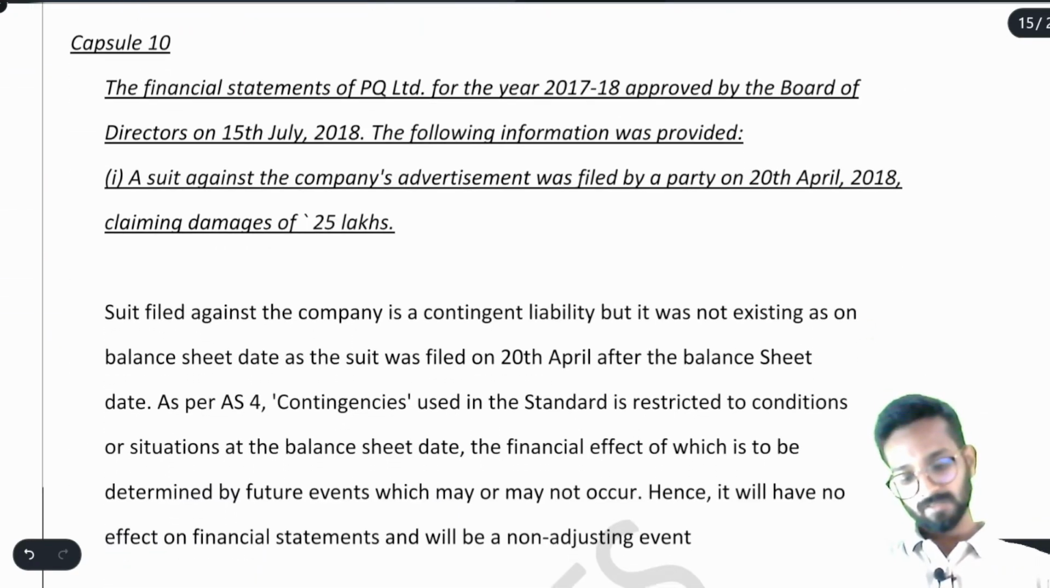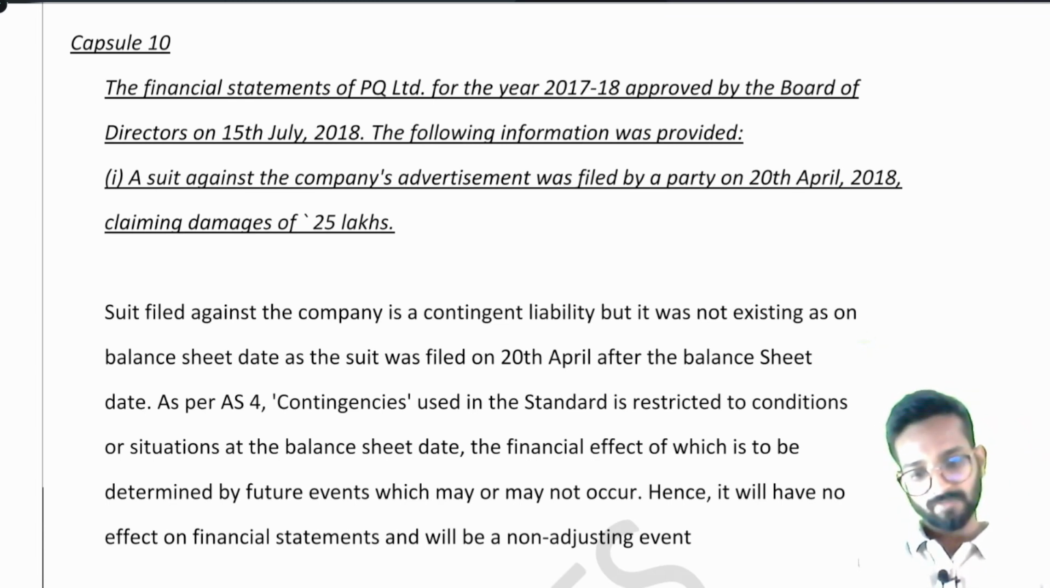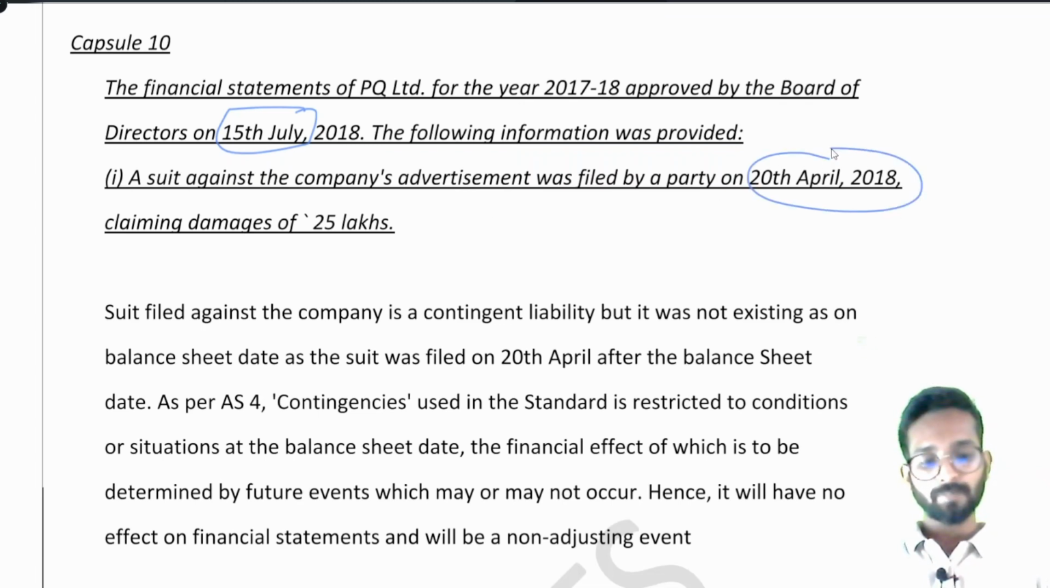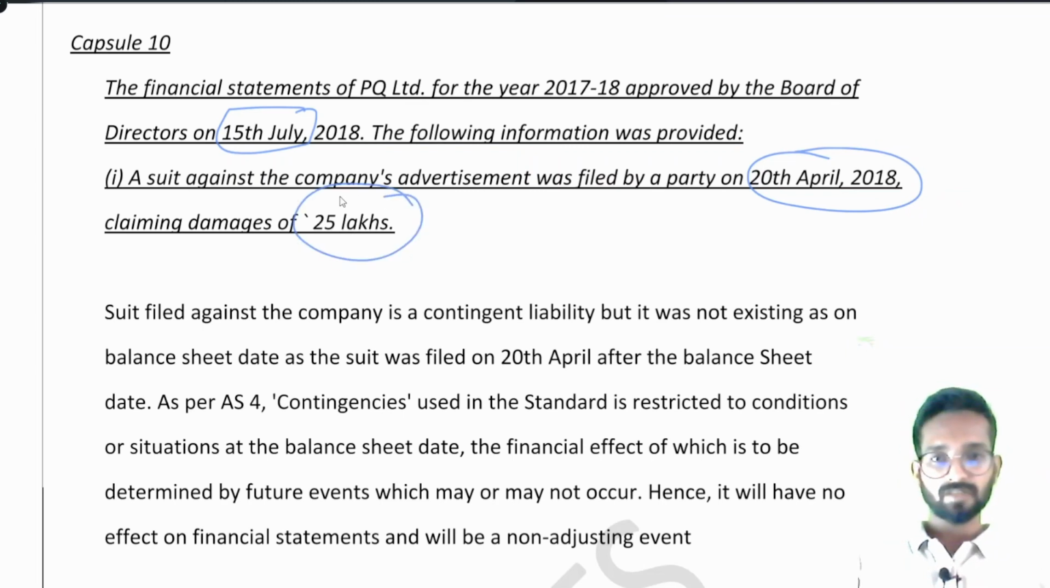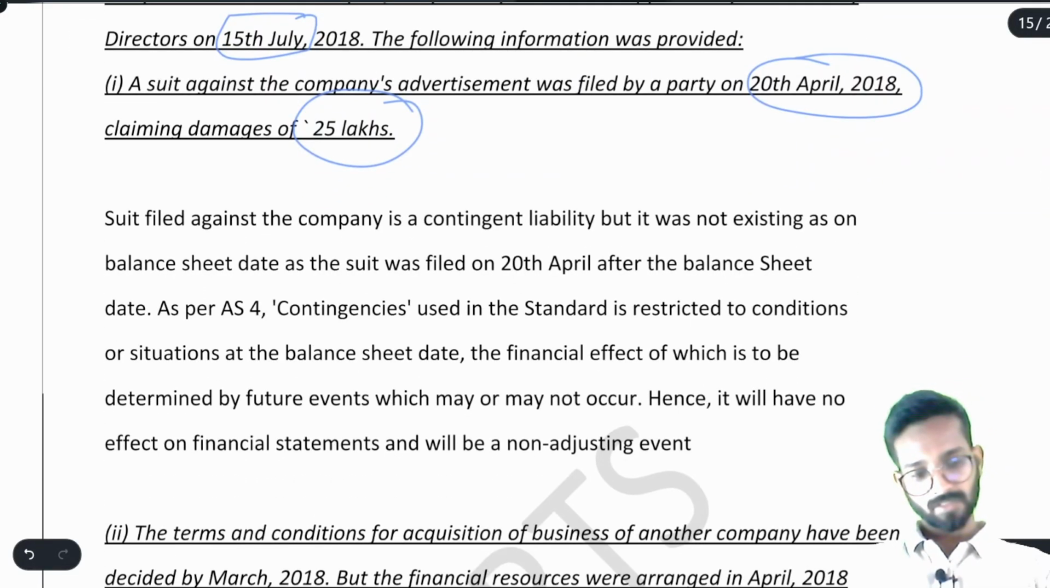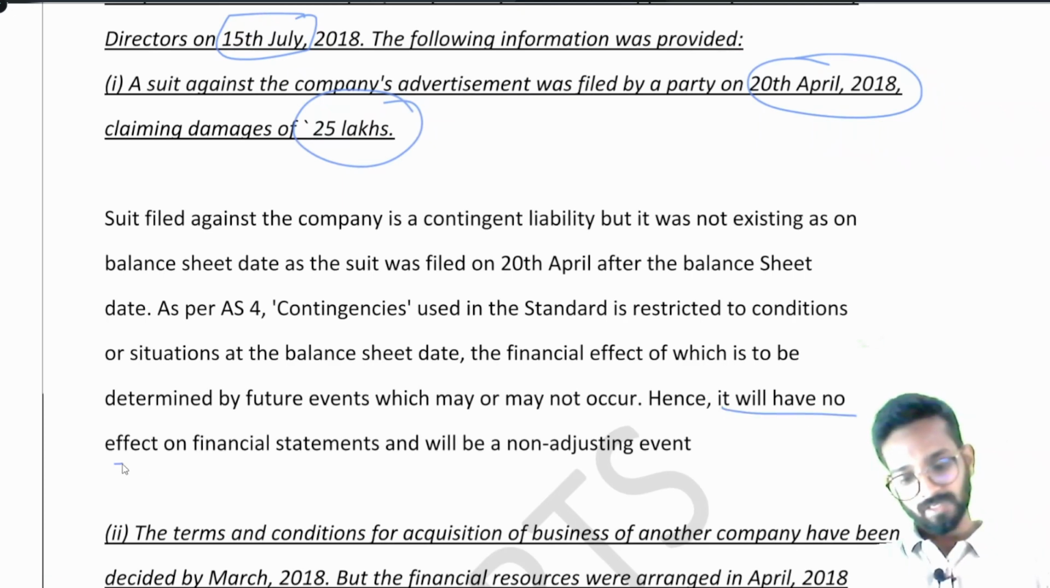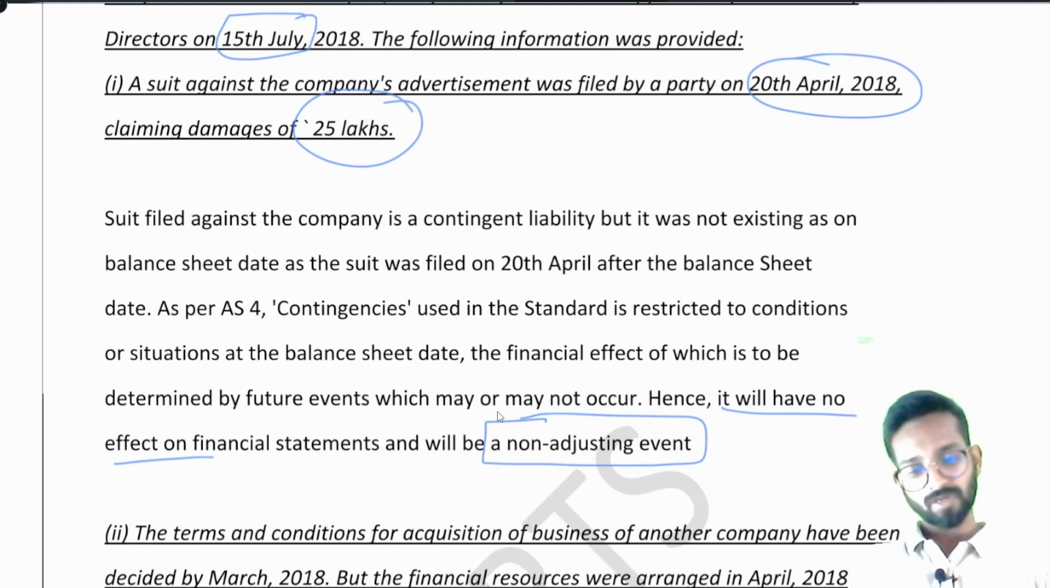Okay. Now, capsule number 10. See. It says the financial statement for the year 17-18 was approved by the board of directors on 15th July. The following information is provided. A suit against the company's advertisement was filed by a party on 20th April. The case was filed on 20th April for 25 lakh rupees. Was there any condition before 31st March? You will say no sir, there was no condition. So obviously it is a non-adjusting event. See, it will have no effect on financial statement and it will be a non-adjusting event. We have already discussed the case, so I am not reading the entire answer again.